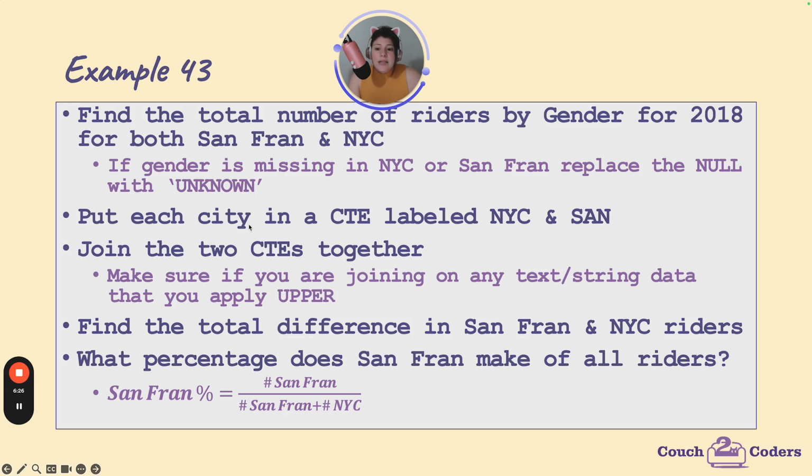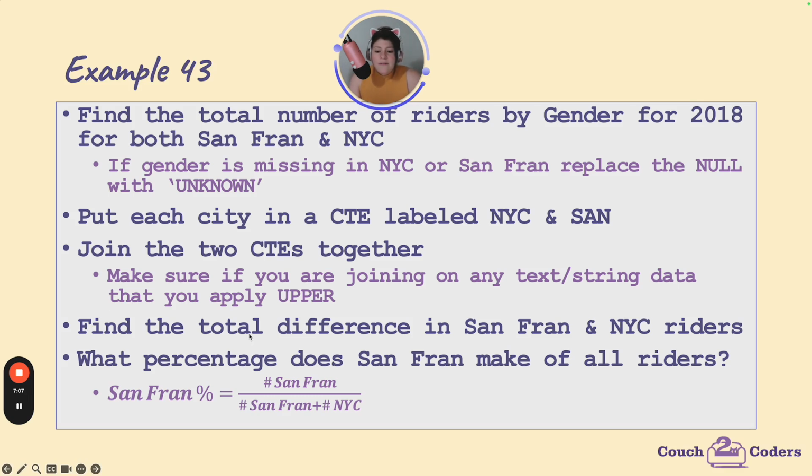I'm going to ask that you put each city in a CTE. You label one New York City, you label the other one San Francisco or San. After you do that, join the two CTEs together. And just a note, make sure if you are joining on any text or string data that you're applying your upper. If you remember from our previous example, we joined on station name, and if the case doesn't match, then Google BigQuery treats those as not equal. So a workaround is to always make all of the text data uppercase, and then I don't have to worry about that.